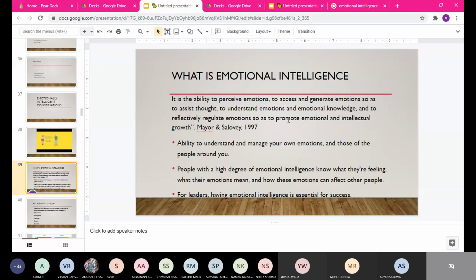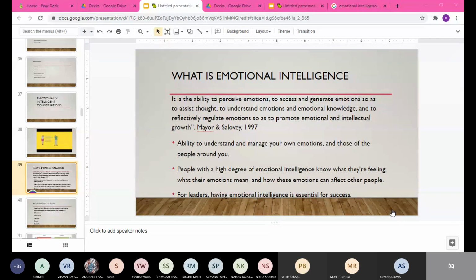Will anybody try and interpret the meanings of the key terms that have been used here? Perceive emotions, access the emotions, generate emotions, and then to assist thought, understand emotions and emotional knowledge. What do you mean by that? But please take one at a time.